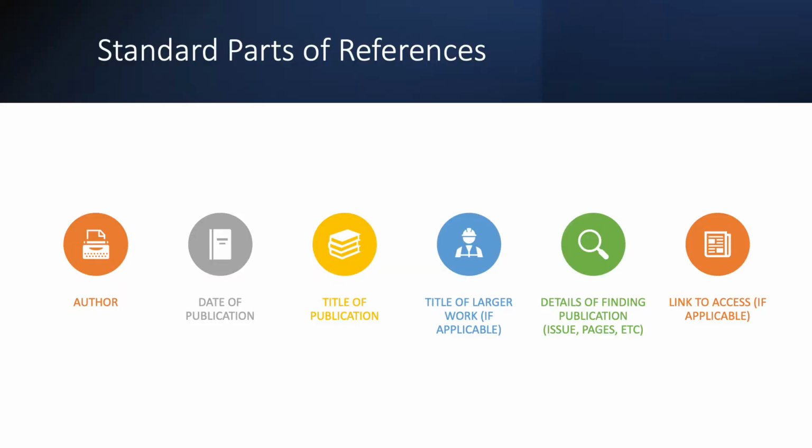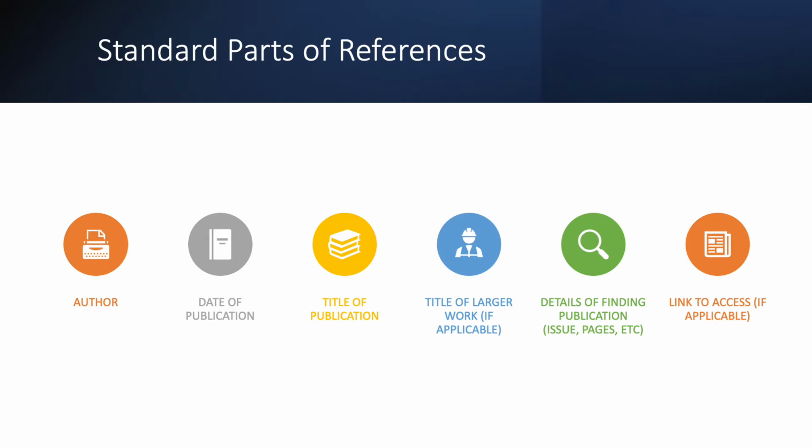I mentioned that the reference list includes a lot more information that will be important for your reader to find that original source. So what is all of that information that they'll need? Here are the standard parts of most references. It will include the author or who created that information, the date that the information was published. That's often the date that a journal issue was published, the date that a book was published, the title of the publication, and that is often an article title or a book title.